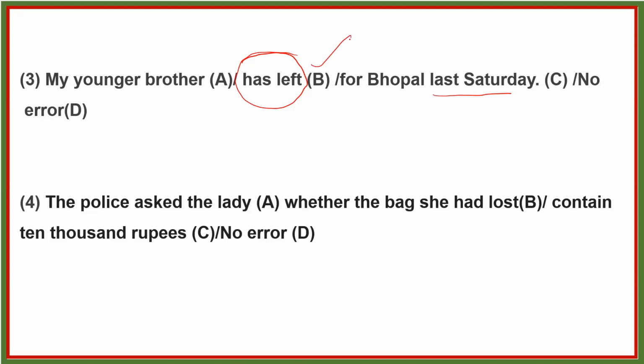Now see the fourth question. The police asked the lady whether the bag she had lost contained 10,000 rupees. Observe carefully. You see the first verb, the police asked. It is already in past form. Whether the bag she had lost contain, this is the present form of verb. So here, instead of contain, it should be contained. So the correct answer is, the police asked the lady whether the bag she had lost contained 10,000 rupees. So here the error is in part C.